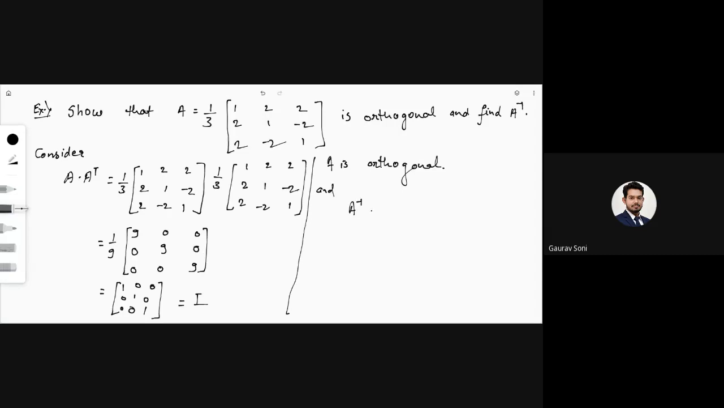And A inverse will become 1 by 3. Take the transpose of the given matrix. So that will be 1, 2, 2, 2, 1, minus 2, 2, minus 2, and 1.